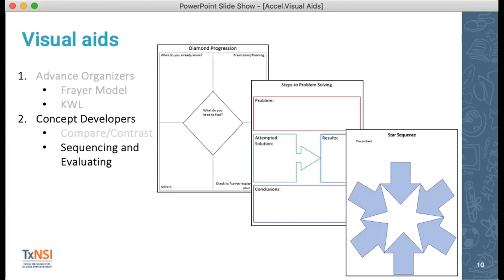I picked three very simple ones, and I did so on purpose because I wanted to make sure that the students could use it if they were taking the STAR test or another big test. It would be easy for them to recreate it on their paper. So that's the reason that I chose very easy ones. So the first one is the diamond progression.